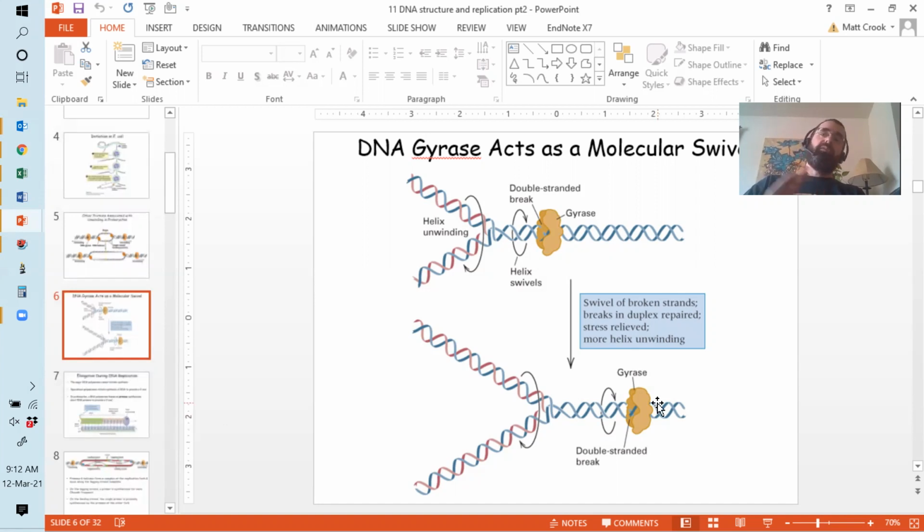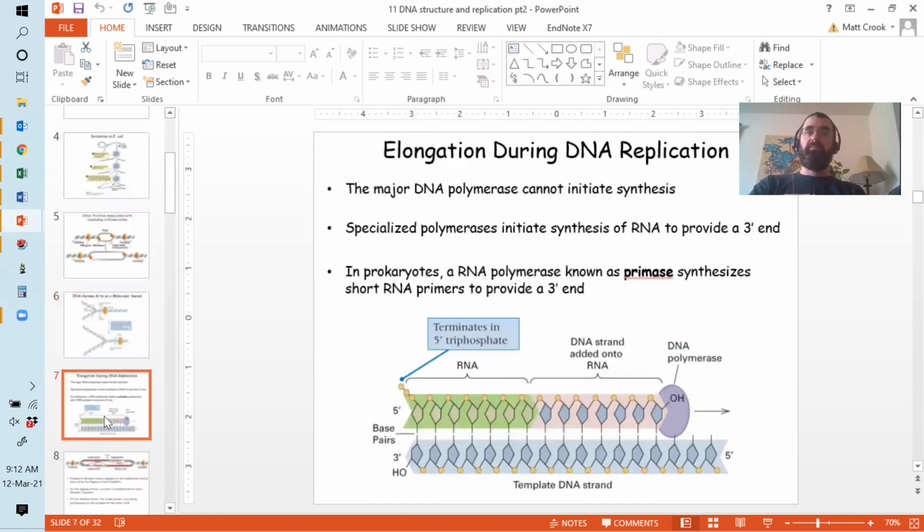Okay, so that's dealing with the replication fork movement. That's dealing with opening DNA, right? So essentially, you're going to have helicase here, right at the fork. We deal with the unwinding, right? Dealing with the supercoils, that's the role of DNA gyrase. Now we need to initiate replication.